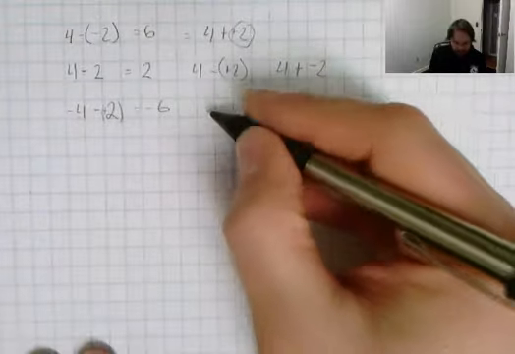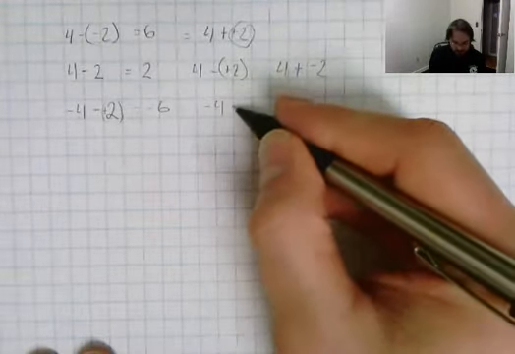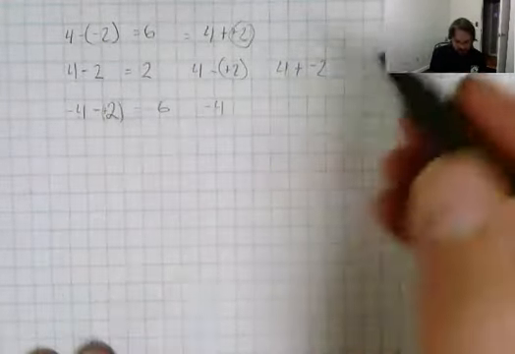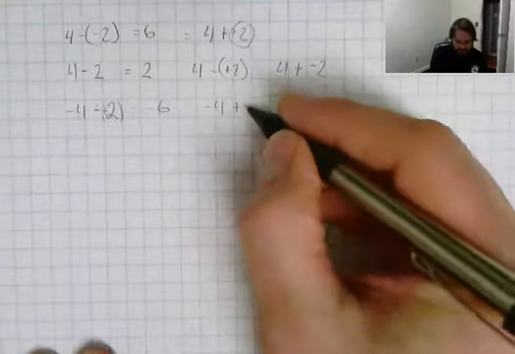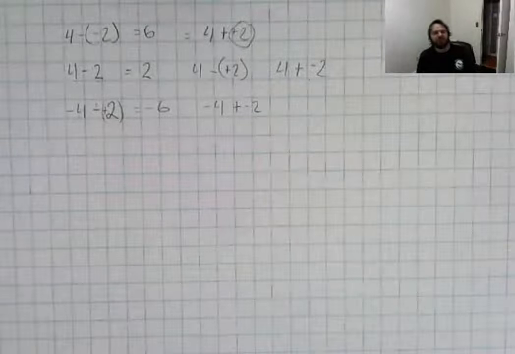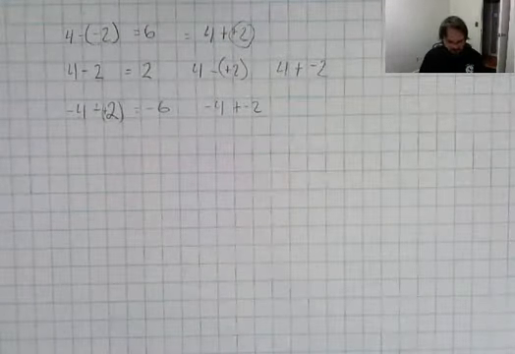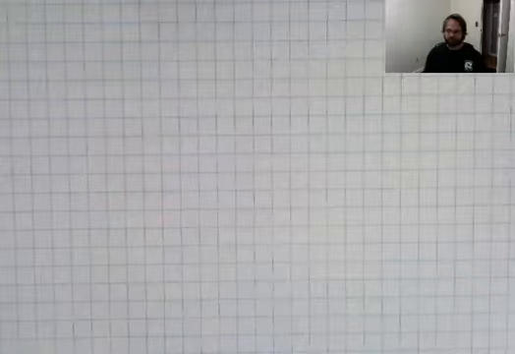Same with this one here. If I say negative 4 minus positive 2, that's the same thing as saying negative 4 plus, and now we switch both signs, negative 2. That's essentially what is happening here. So now we're going to get into our algebra.